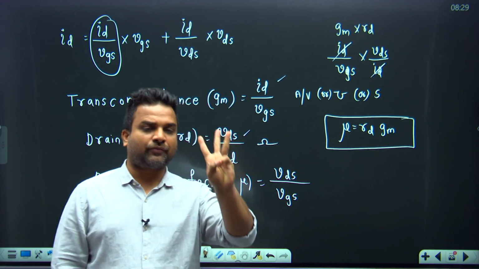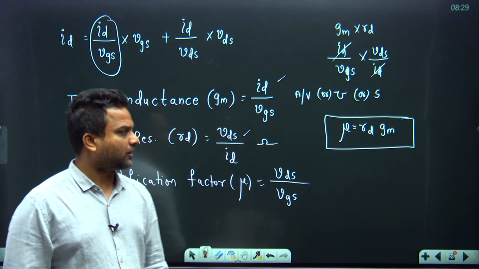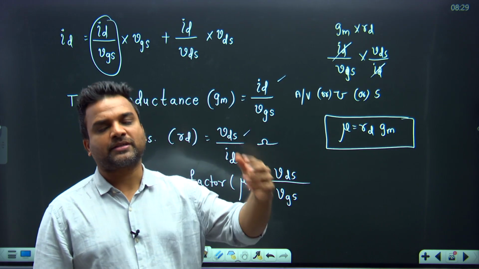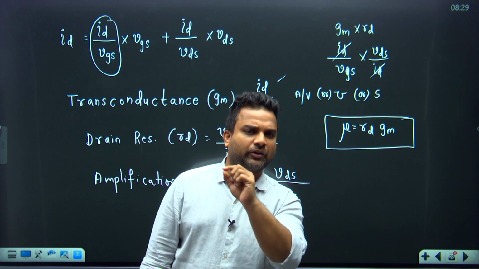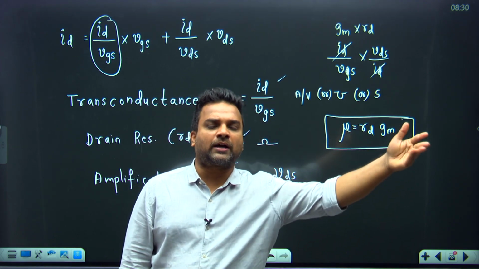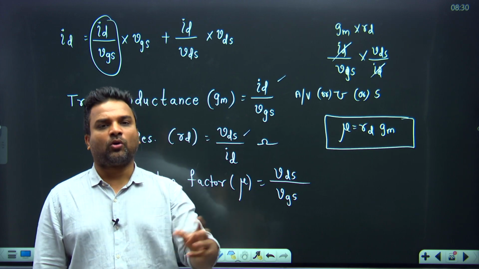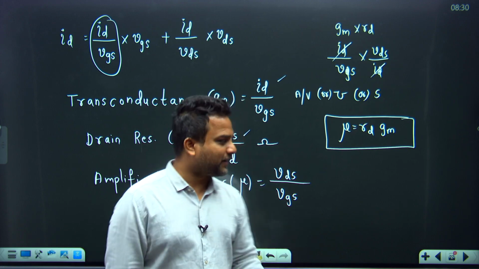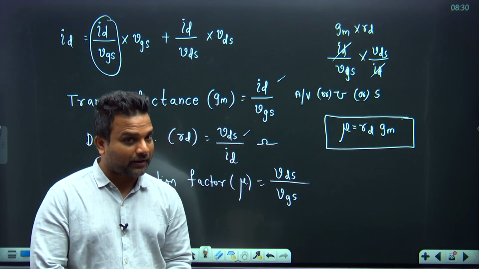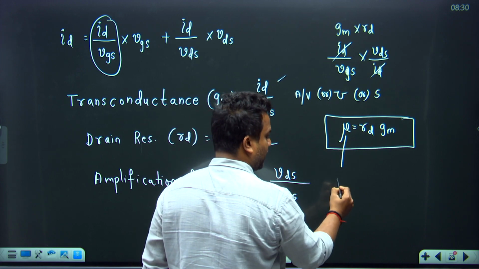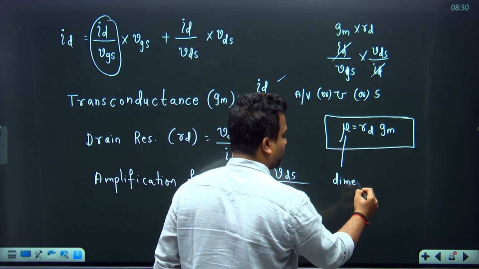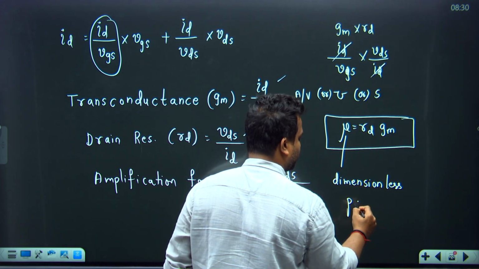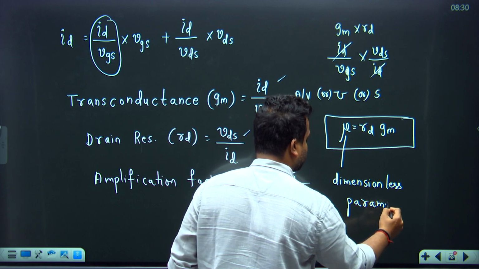There are three JFET parameters: mu, RD, GM, that is amplification factor, drain resistance and transconductance. Now, what are the units of GM? Ampere per volt, mho or Siemens. What are the units of drain resistance? Ohm. What are the units of amplification factor? Mu has no units, because it is volt by volt. So remember, mu is a dimensionless quantity, a dimensionless parameter. Remember, this is very important.